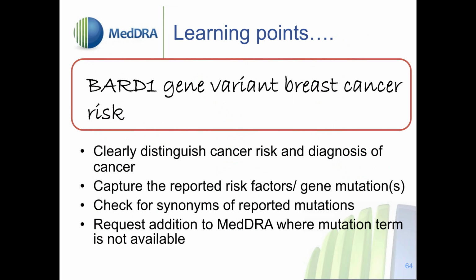So based on what we've seen so far, it's important to distinguish the cancer risk from a diagnosis. It would be wrong to code this term to an actual cancer LLT. Check the reported risk factors and the gene mutations. See if you can find them in MedDRA. Look also for synonyms of those mutations. And you saw that when Caroline did her retinitis pigmentosa example. If the mutation term is not available in MedDRA, you may want to request that it's added to a future version.